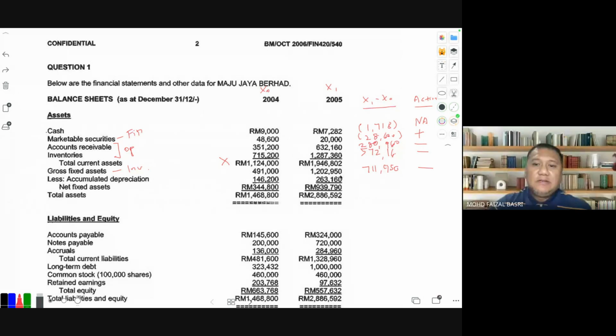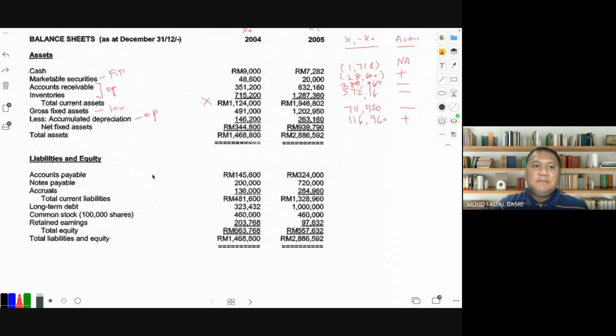Okay, so kalau ada soalan tu, we move on dengan depreciation. So depreciation, we take 263,160 minus with 146,200. So here we get the depreciation 116,960. Okay, 116,960. Sepatutnya kita akan letak dia depreciation plus. Remember, depreciation is always plus. So ni masuk dalam operating.